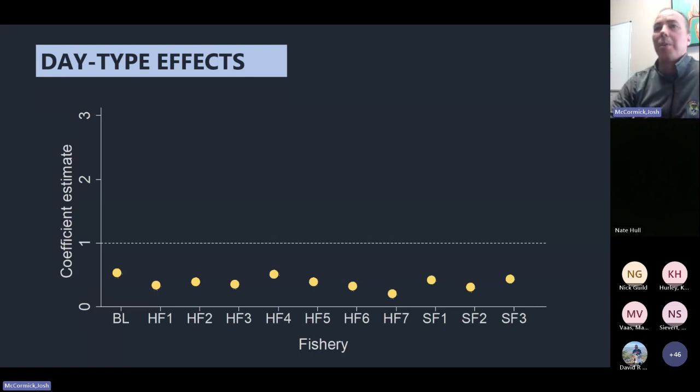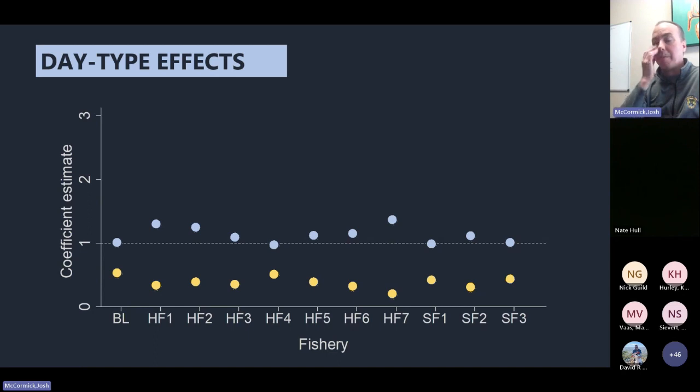So the points on this line are what we estimate happened when you switch from a weekend to a weekday. And this is not surprising. We see that in general effort decreases, but now we can explicitly estimate what this parameter is for each of these fisheries. This is what happens when you don't change a day type.